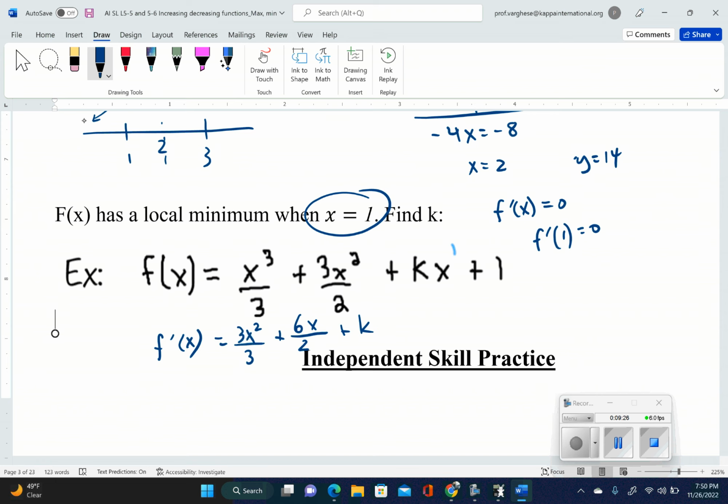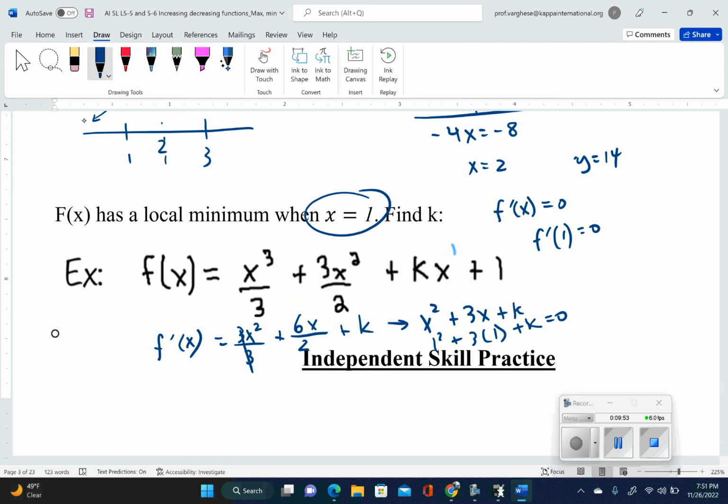So I'm going to go ahead and simplify this function a little bit more. 3 divided by 3 is 1, so I have x squared plus 6 divided by 2 is 3x plus k. And all I have to do now is take wherever I see an x, I'm plugging in the number 1. So I have 1 squared plus 3 times 1 plus k is equal to 0.